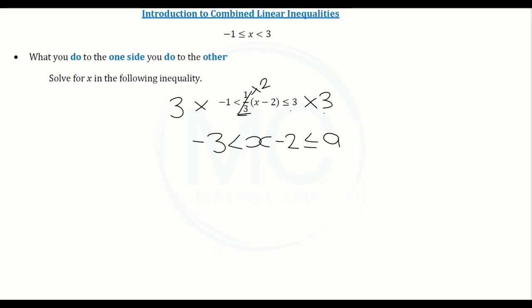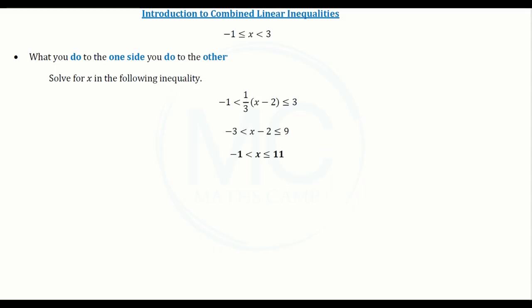Now to get x by itself, let's add 2. So we can plus 2 over here and plus 2 over here. Negative 3 plus 2 gives us negative 1, smaller than x, which is smaller than or equal to 9 plus 2, which is 11. Let's do one last example.